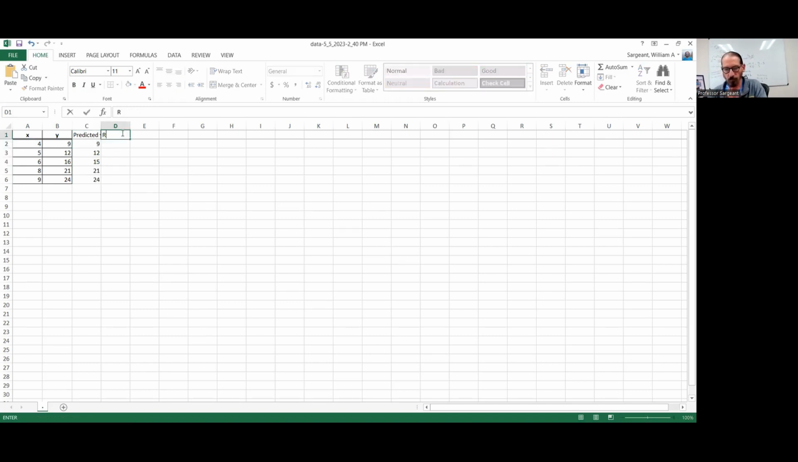Residual is the observed value from the data minus the predicted value. That 0 means that the line y equals 3x minus 3 went through that point. It also went through the last point. There's only one point that it missed.